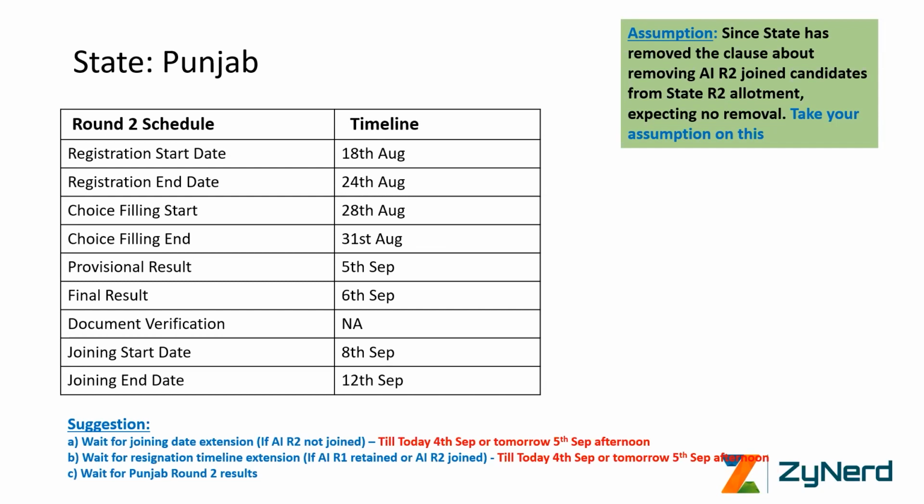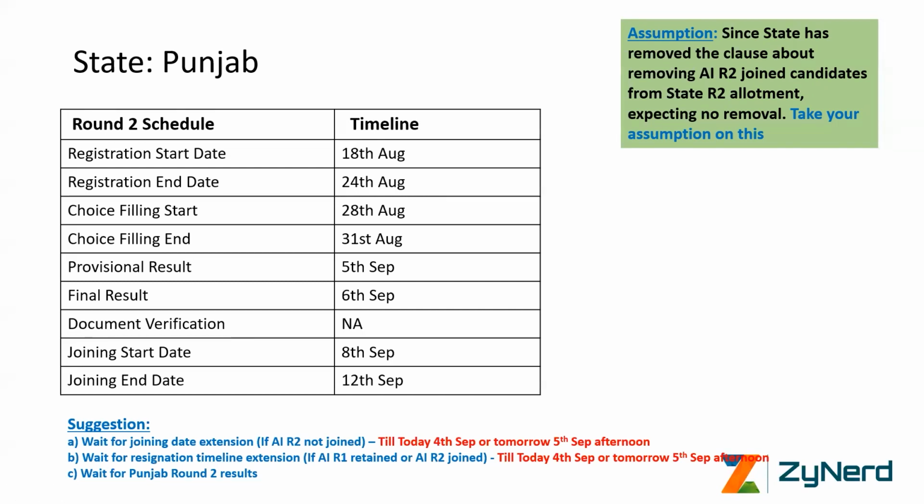So let us say the joining extension doesn't come up. For you, there is a possibility of joining and then resigning. Similarly, if you wait for a resignation timeline extension, even if joining is not extended, and tomorrow afternoon you get a resignation timeline extension, let us say till 7th. We don't know the date, but let us say it comes. Then an All India Round 1 retained candidate, already joined All India Round 2 candidate, or yet to join candidate can join and then resign after September 7th, right? Your only consideration is whether Punjab will remove you from the state round 2 allotment.